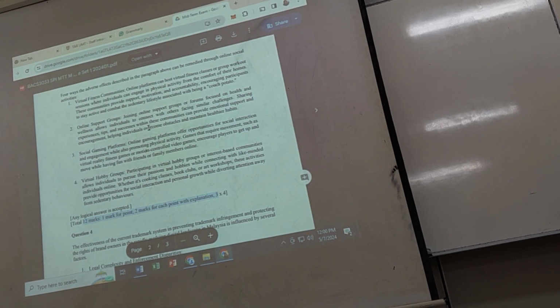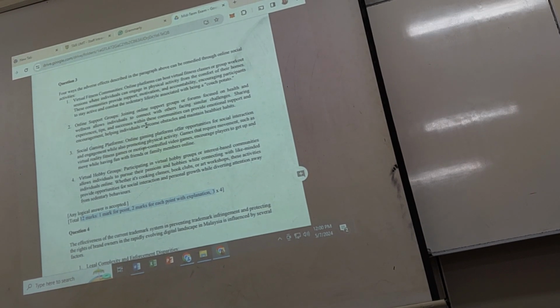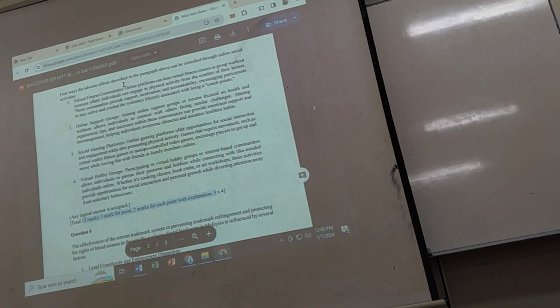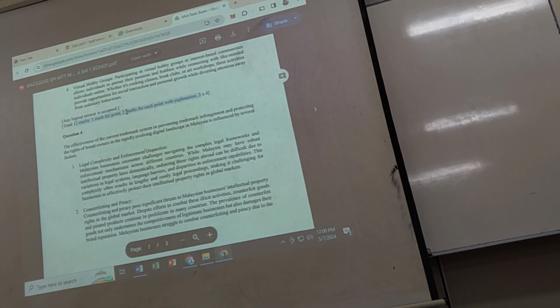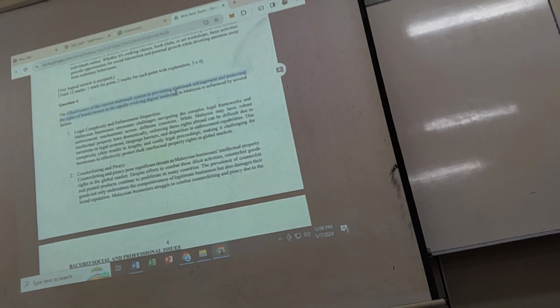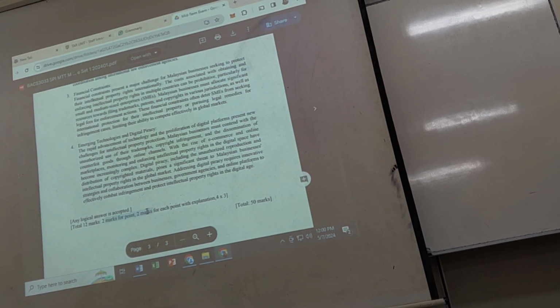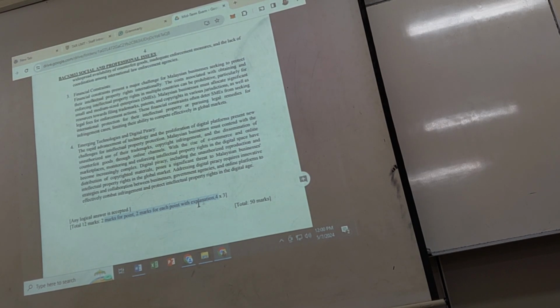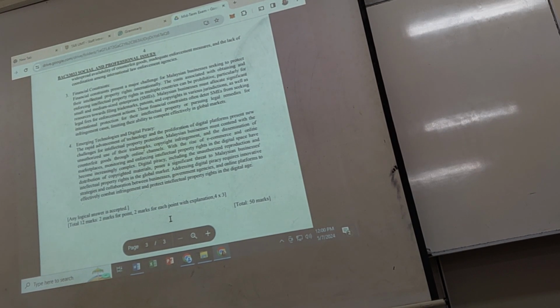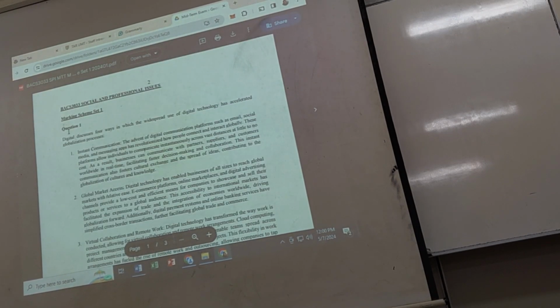Four ways to adversely affect their students. Question 4, how effective is the trademark system in Malaysia? 12 marks, 2 marks for point, 2 marks for each explanation and example. Okay?